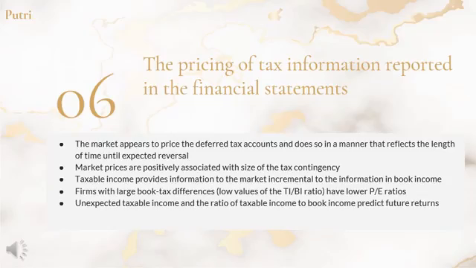Fifth, unexpected taxable income estimated by grossing up financial statement tax expense and the ratio of taxable income to book income predict future returns, a finding attributed to the failure of analysts to properly use the information in estimated taxable income.